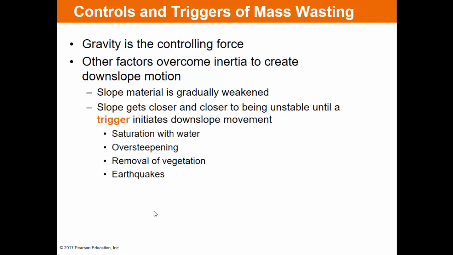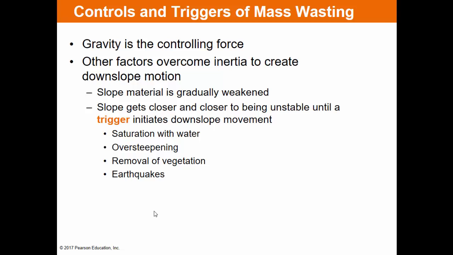Other factors that help mass overcome inertia to begin to move down slope is gradual weakening of materials. The slope gets closer and closer to being unstable until some trigger initiates that downslope movement. Now, typically there's a trigger, but not always.